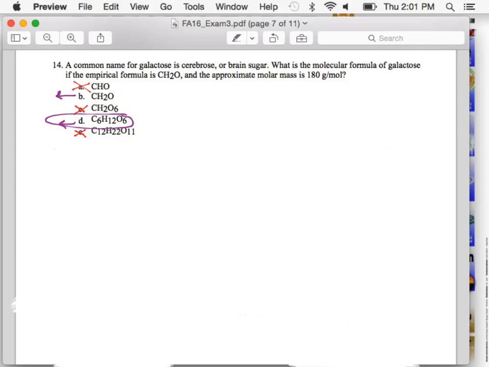How do we determine it? We need the empirical formula's weight. Carbon weighs 12, hydrogen weighs 1, but there's 2 of them. Oxygen weighs 16. So the total is 30. Oh, did you do this because you remember it? Yeah, we did it yesterday. I was like, wow, you're doing math really fast.